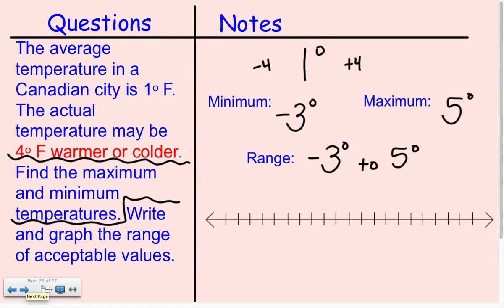And then if I graph that down here, I'll say this is negative 3, and I'll count by ones. Negative 2, negative 1, 0, 1, 2, 3, 4, 5. So anywhere in here, in between this range, is where the actual temperature may be in a Canadian city.